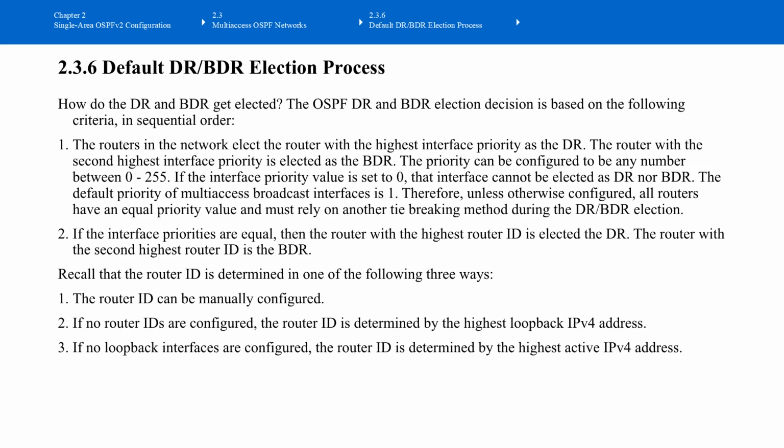Step 2, if priorities are tied, check router ID. The highest router ID becomes the DR. Second highest is the BDR. So how is the router ID selected? We can manually configure the router ID, that's the first choice, and then the highest loopback IP address. And then the highest active physical interface IP address.